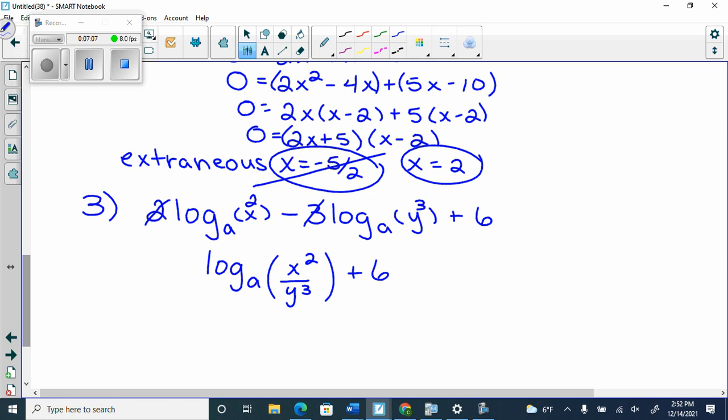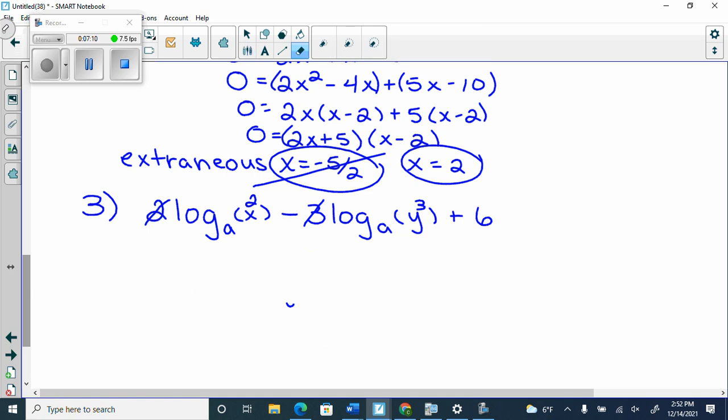So I go, oh no, what can I do? Well, this is log base A, this is log base A. I need this to be log base A, or I can't put it together. It's just sitting there.